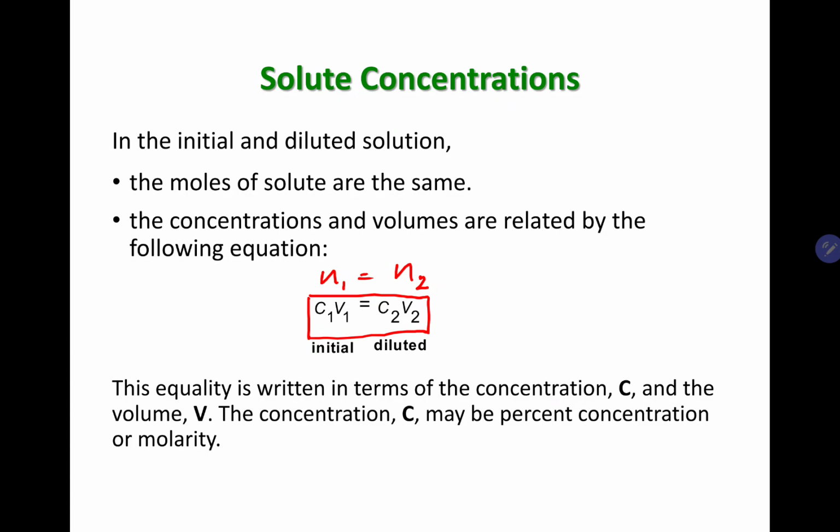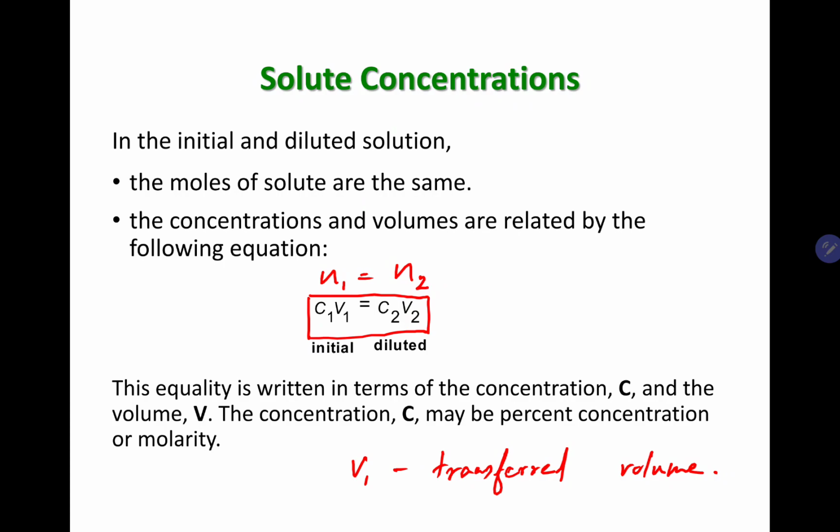Most of the times it could be initial or transferred. Usually in chemistry, we have a stock solution, a high concentration solution. From that, we transfer a small amount and then dilute that small amount into a larger volume. So V1 is usually the initial volume, or most of the times the transferred volume. And then V2 is the final volume, C2 is the final concentration or molarity, and C1 is the initial molarity.